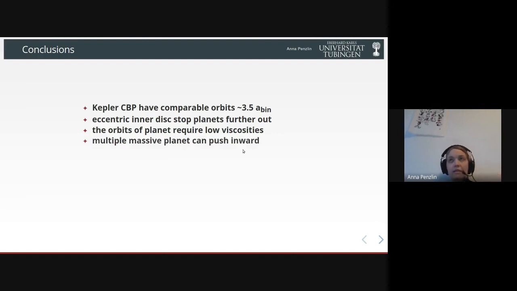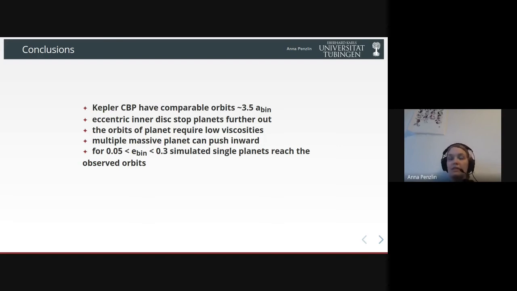And then we have seen in the most recent results that I'm still working on that if you have multiple planets, you can slightly push through the whole disk with both of the planets and end up in stable orbits. But you can also scatter these planets out, and you can simulate the single planets that we have observed fairly well, as long as you have a moderate binary eccentricity. And then we can really reproduce the observations with the simulations that we have.